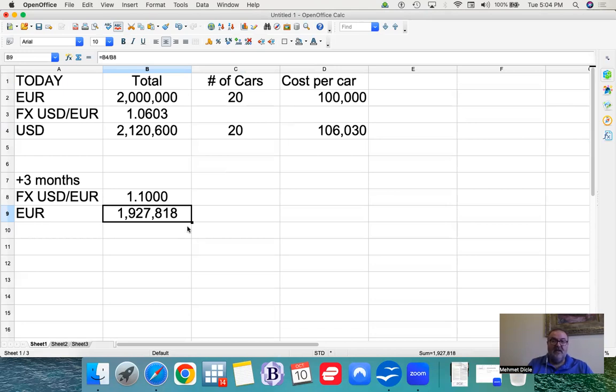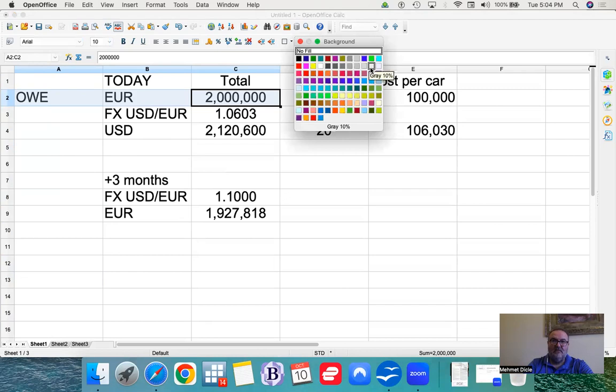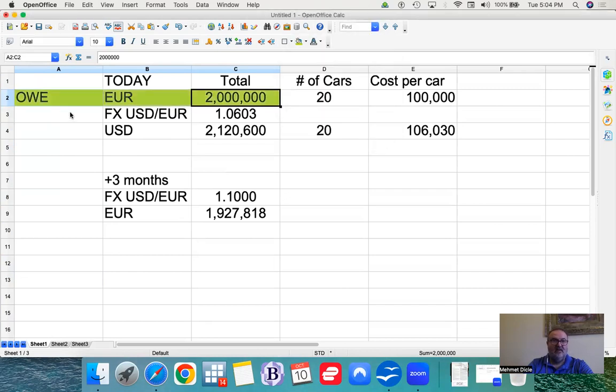But again, let me rephrase the risk. This is what we refer to as the foreign exchange exposure. We owe the euro 2 million. In fact, let me just add a column and write here, we owe the euro 2 million. This is how much exactly we owe. Let's make this a little bit of a different color. That's how much we owe, and that doesn't change.